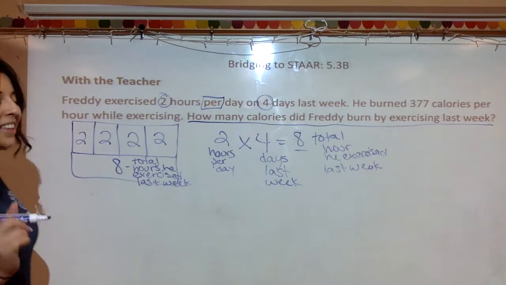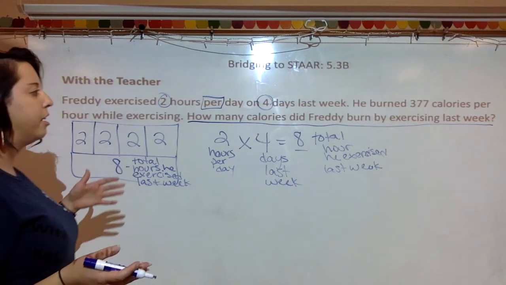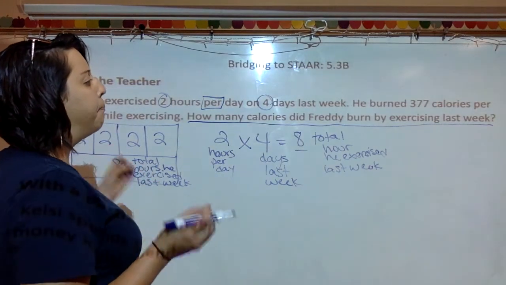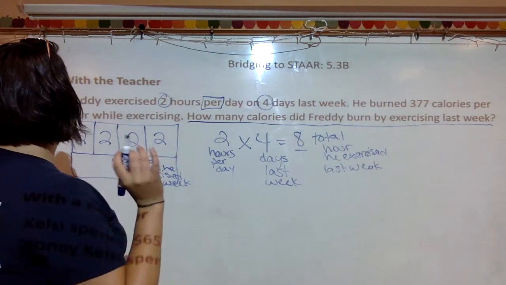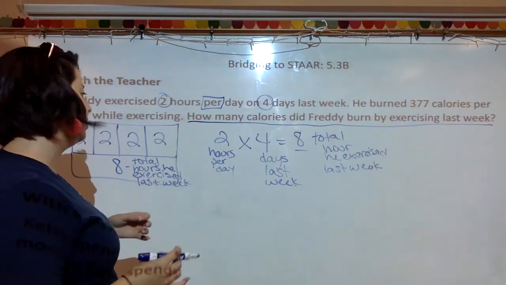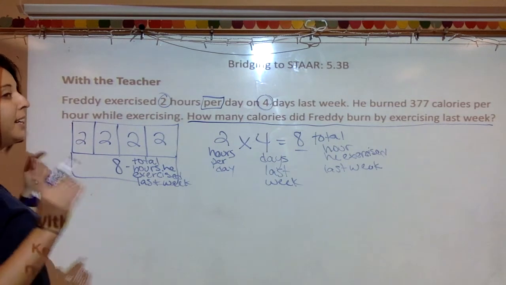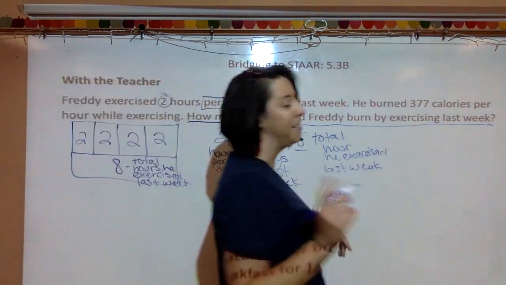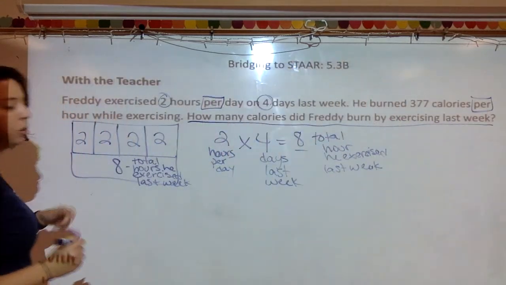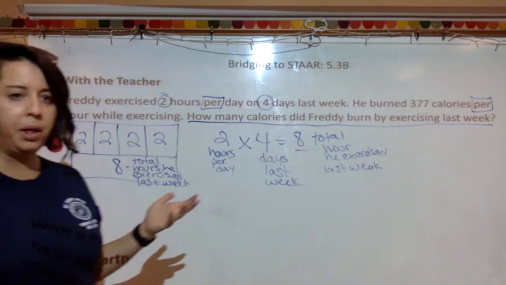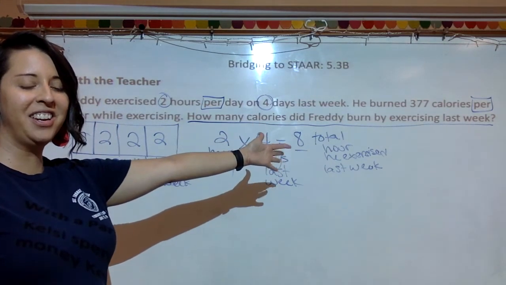So because of that, what we have to do now is read the next part of our question here, right? Our sentence. He burned 377 calories per hour while exercising. So he burned off 377 calories. That word per came back up again. Per hour. So do we have hours now? Do we have the total hours that he worked? Right there, right? We've got it right there, the 8.